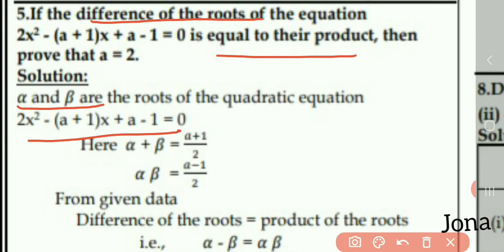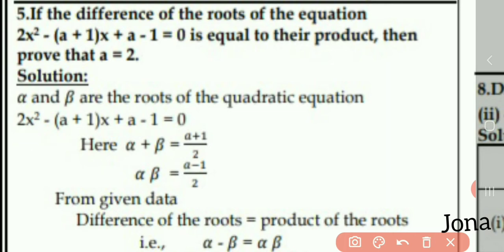So here sum of the roots equal to a plus 1, in the bracket I have a plus 1. Here we have to divide the whole equation by 2, because here we have 2. So if we divide the whole equation by 2, you will get x square minus a plus 1 by 2, isn't it? So that a plus 1 by 2 is the sum of the roots. And then product of the roots is a minus 1 by 2, divided by 2 here.